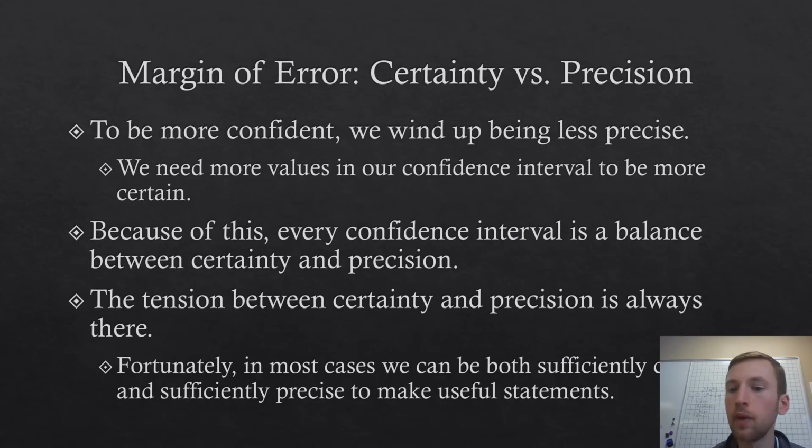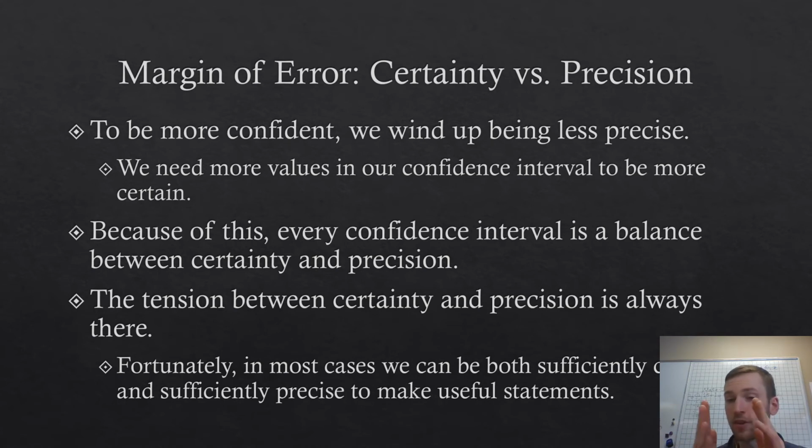So like I said, if we want to increase our confidence level, to be more certain that we are capturing that actual percentage or proportion that we're looking for, we end up being less precise, meaning we have a wider range of values that we're estimating in between. So because of this, with every confidence interval, we have to balance certainty and precision, okay?